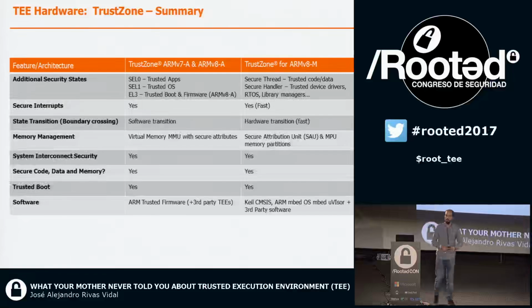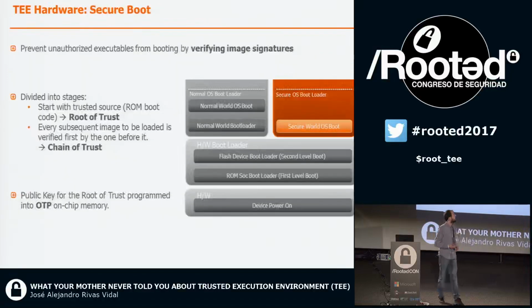You'll be able to assess this table later on with the slides. And this is just a summary of what we've seen so far in this TrustZone technology. And it's important to highlight that the middle column refers to application processors that we use in our phones, and the last column refers to microprocessors that are usually more related to IoT devices.